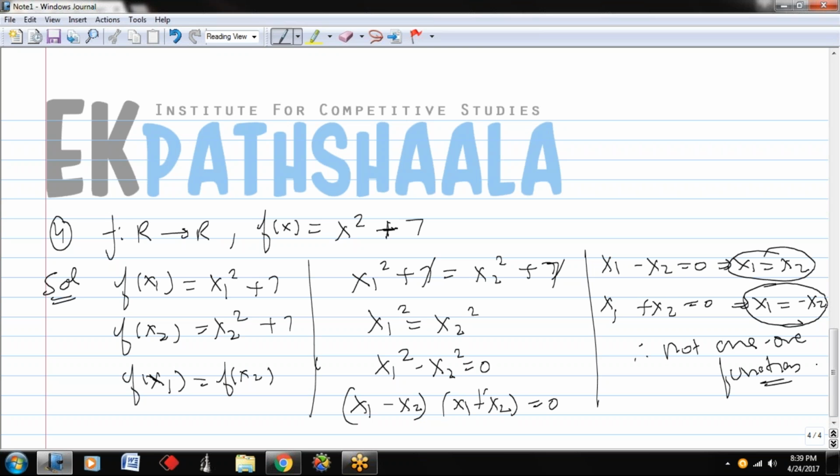Got it? Yes. If only this had been the condition, then it would have been a 1-1 function.